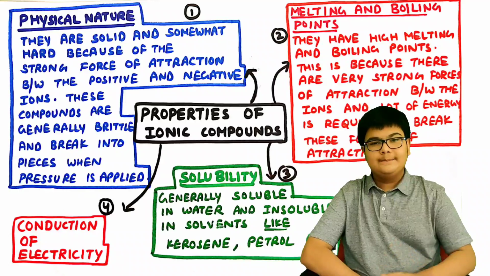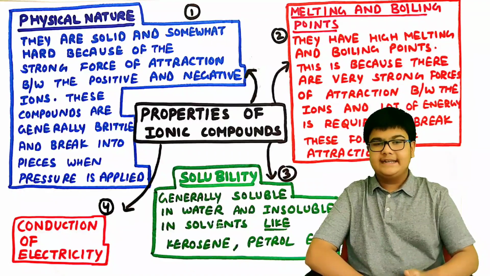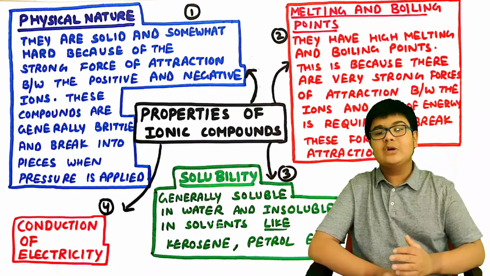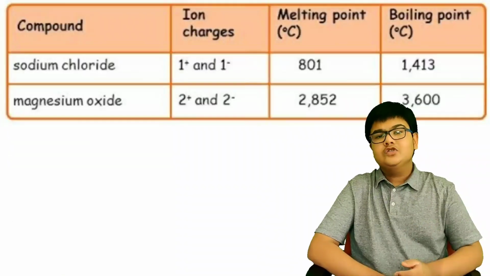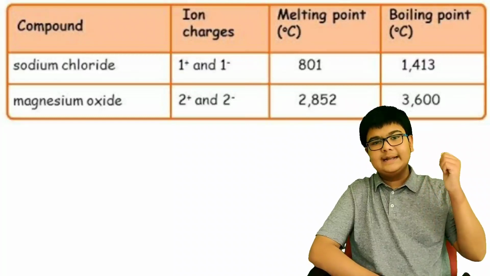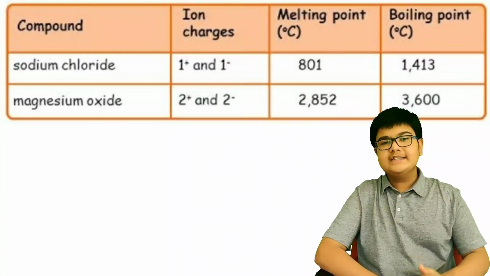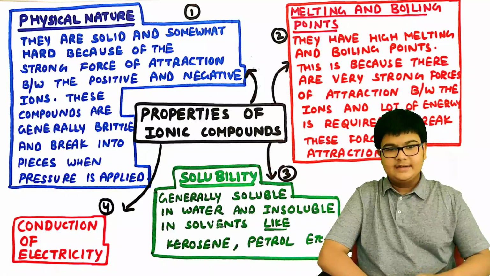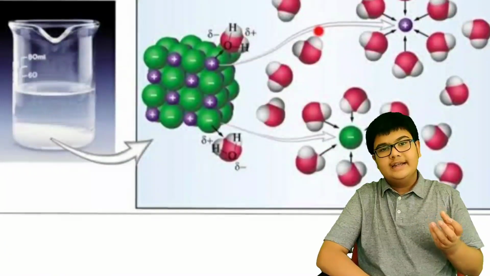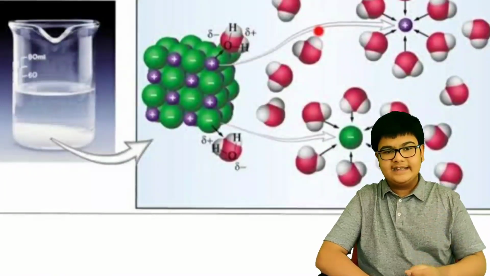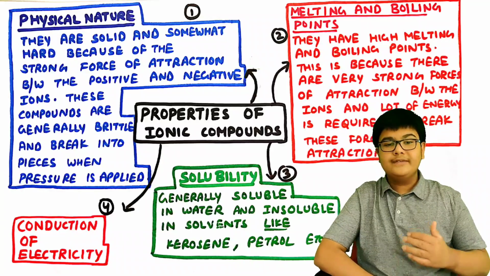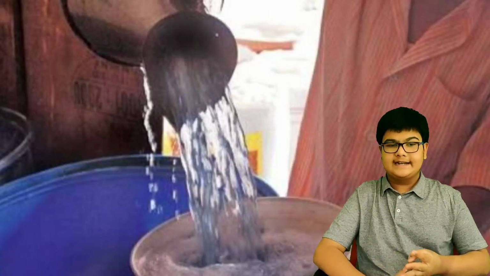Second, melting and boiling points. They have a very high melting and boiling point. This is because there are very strong forces of attraction between the ions and a lot of energy is required to break these forces of attraction. Here I am showing you a few examples of the melting and boiling points of a few ionic compounds, and you can see that they have very high melting and boiling points. Third, solubility. If we put an ionic compound into different substances and check their solubility, then the ionic compound will be soluble in water and insoluble in solvents such as kerosene, petrol, etc.